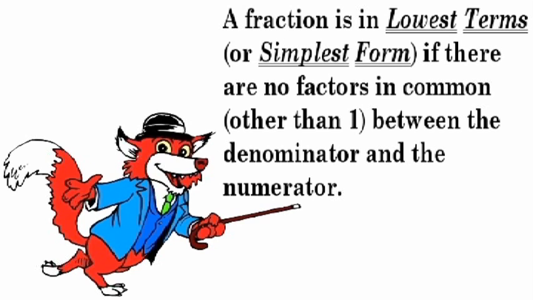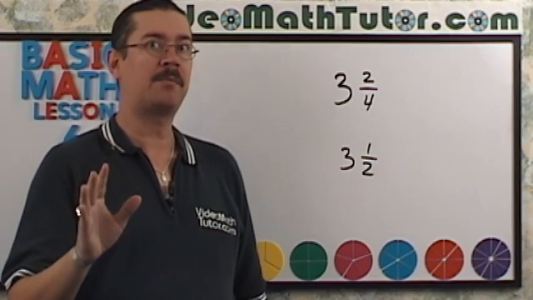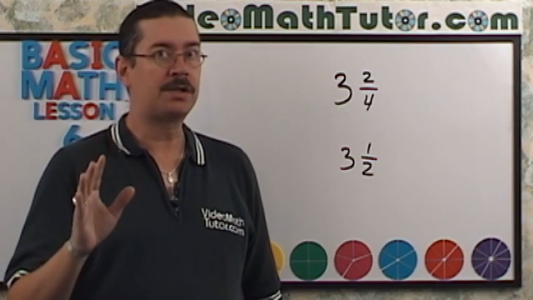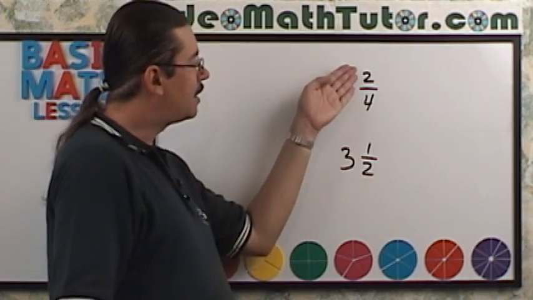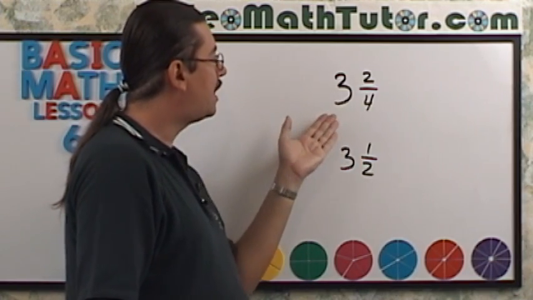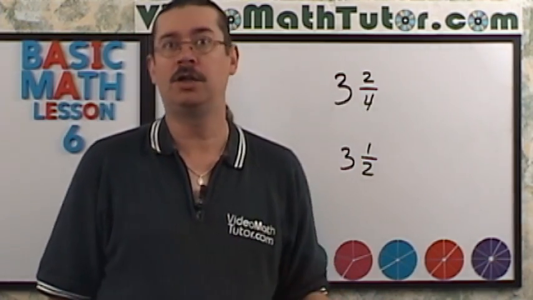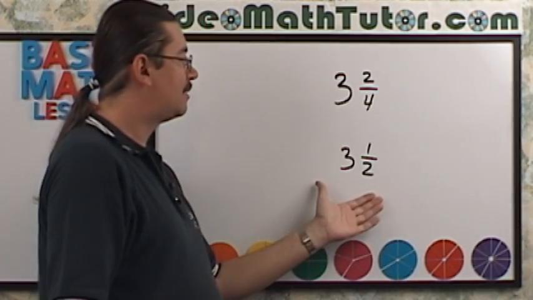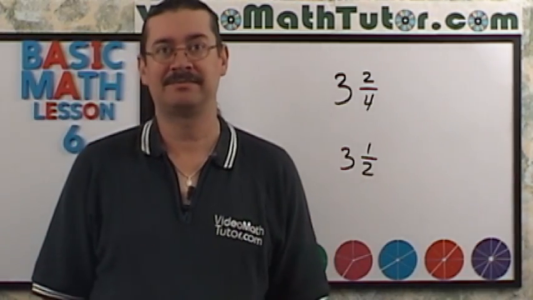A fraction is in lowest terms, or simplest form, if there are no factors in common, other than 1, between the denominator and the numerator. Now a mixed number isn't in lowest terms unless the fractional part is in lowest terms. So this mixed number, 3 and 2/4, is not in lowest form. But this one is, 3 and 1/2.